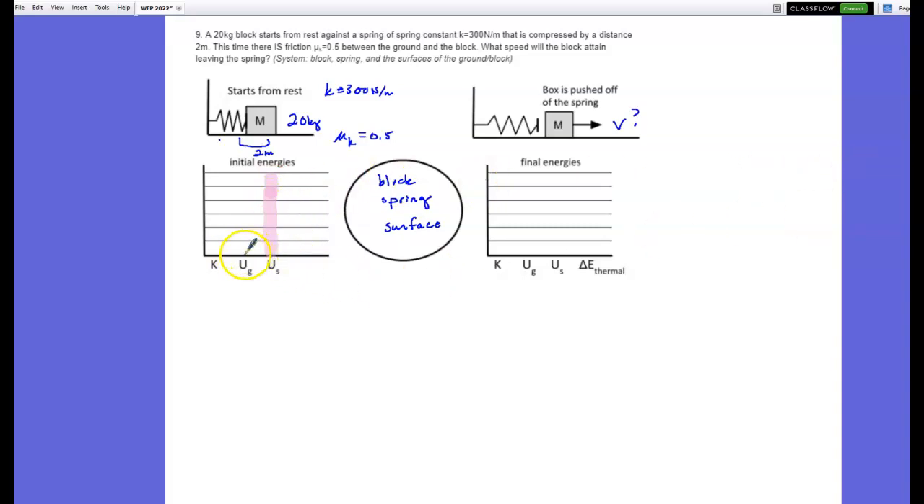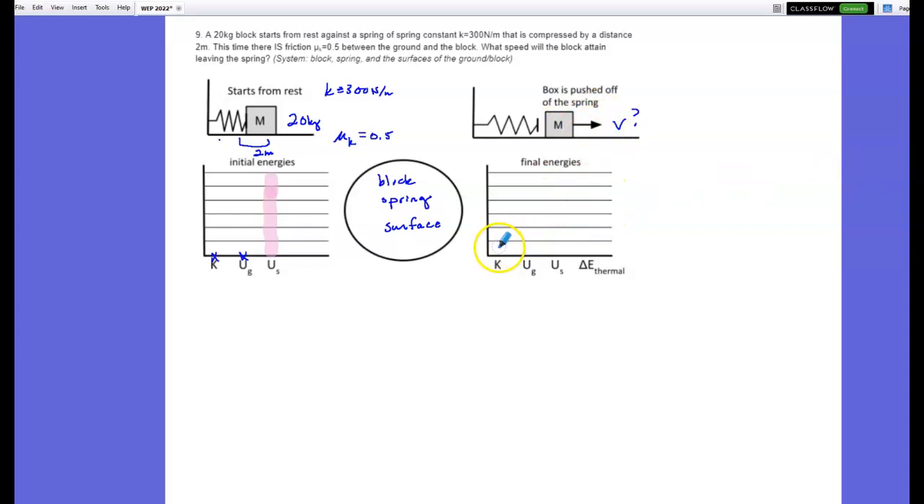There is no gravitational potential and no kinetic energy because it's not moving. Nothing in, nothing out. Again, if we didn't put our surface in here, as the box slides over this 2 meter distance, it would lose some energy, and we would have to do an arrow out. But since they're in there, we're just going to be able to say thermal energy over here. So let's do our right-hand side.